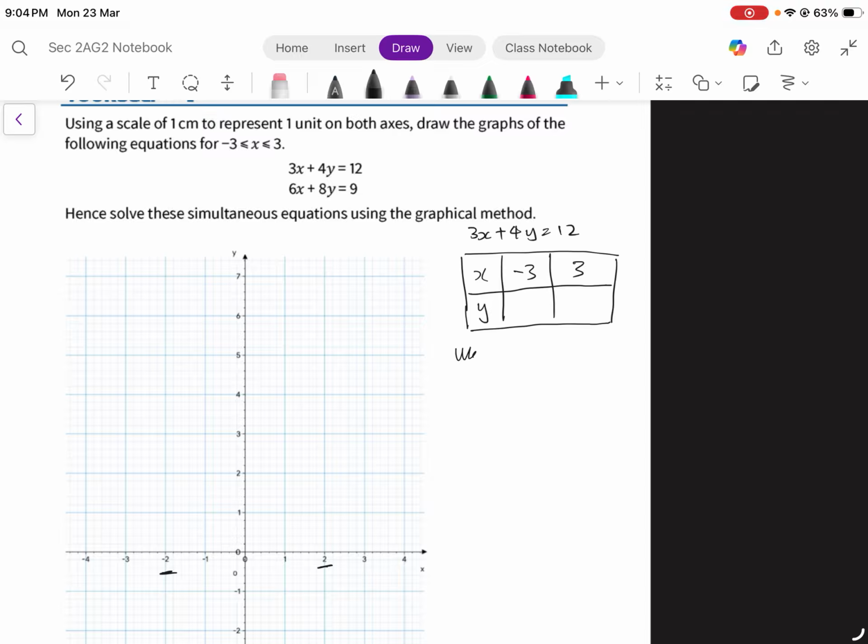So when x equals minus 3, I get 3 bracket minus 3 plus 4y equals 12. So this is minus 9 plus 4y equals 12. 4y equals 12 plus 9, which is 21. y equals 21 divided by 4. Oh, we don't have a nice number.